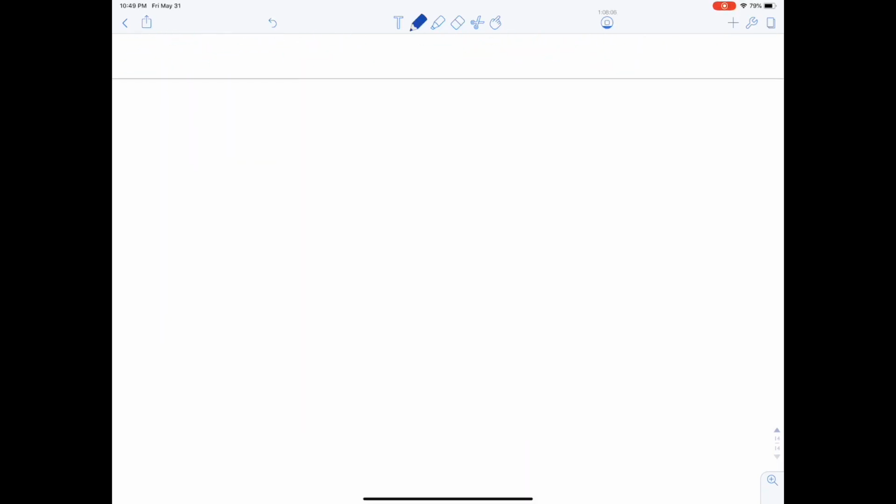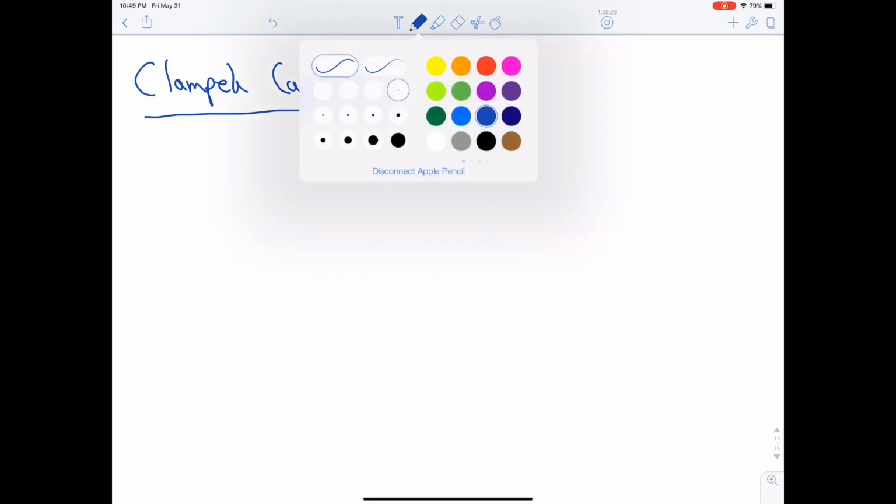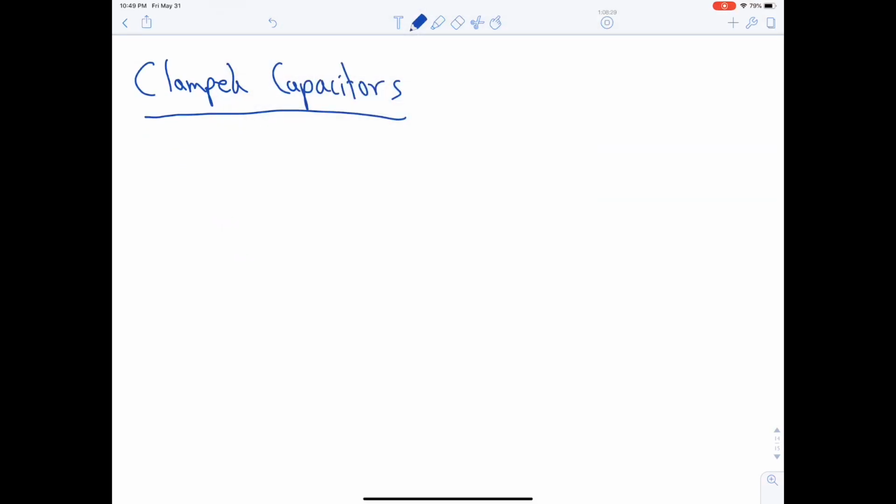Now, the last idea in sketching is the clamped capacitors. Okay. Let's say here we have Vi, capacitor, and a diode. Now, if you compare this with the peak rectifier, the capacitor and the diode are actually swapped. Okay, here we're considering the ideal case.